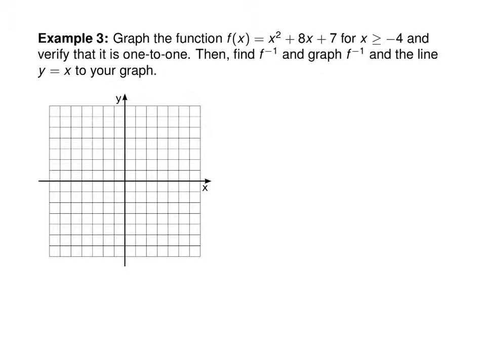All right, graph this function for x bigger than or equal to -4. That seems like kind of a random value, doesn't it? At least just first looking at it. And then verify it's 1 to 1, and then find f inverse and graph the f inverse in the line y equals x on your graph. All right, so I think the best strategy for graphing that parabola is to complete the square. So f of x is x squared plus 8x.